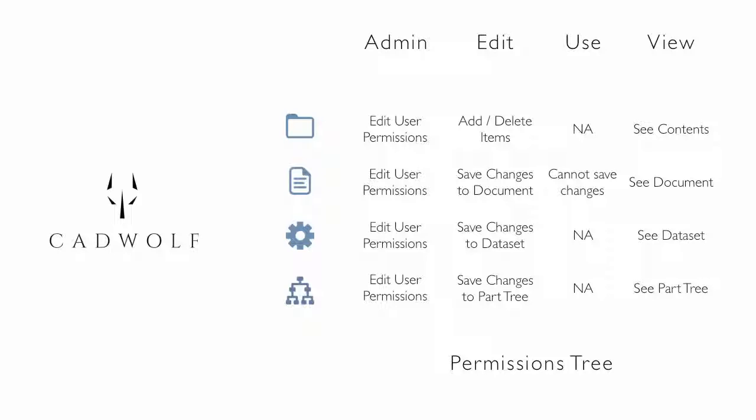For a document, use permissions means that you can alter some equations, but you cannot save those changes. Edit permissions means that you can add or remove content to the document as well as change that content. Admin permissions means that you can alter the permissions of other users for that item. For a dataset or part tree, the same statements apply.